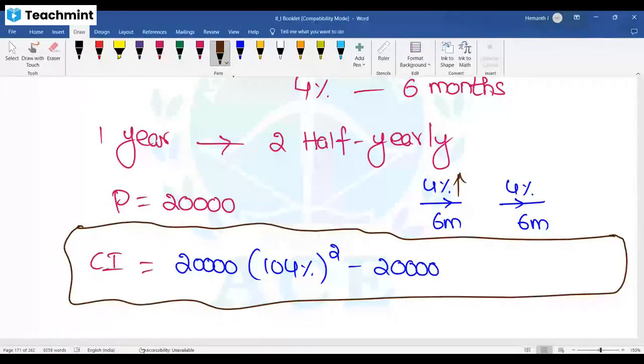Why did two 6 months come? Half yearly. But what is the total time duration they're asking? 1 year. If it is 2 years, then 4 half yearlies will come. Then what is the change? 104% whole power 4 you need to put if it is 2 years. In 2 years, 4 half yearlies will come, so whole power 4 will come. If it is 3 years, 104% whole power 6. This calculation, if you do, will get 1632.